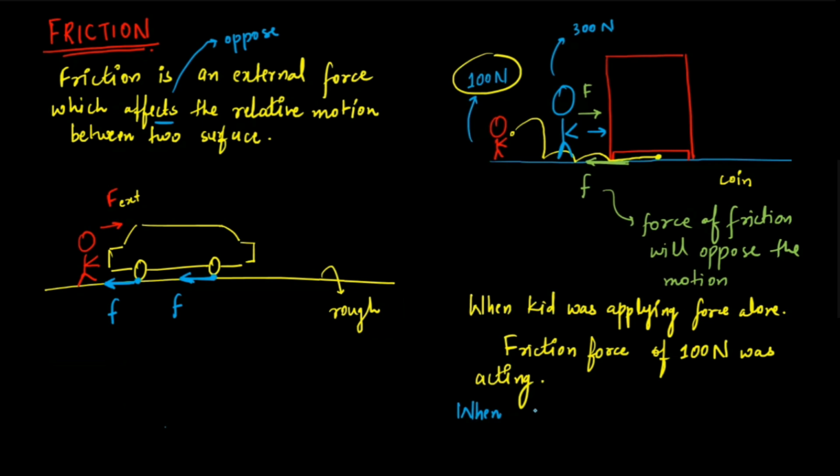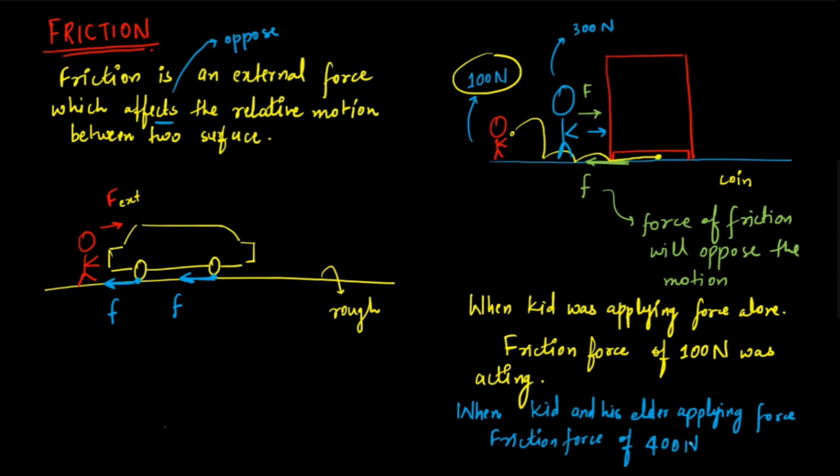In the second case, when the kid and his elder brother are applying force together, what should be the friction force at that stage? I'm assuming again the mass hasn't moved from its position. So it should be at least 400 newtons of friction force which was acting, the sum of these two.